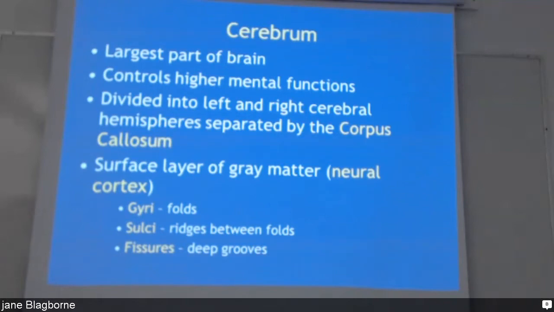It's divided into the right and left cerebral hemisphere, separated by the corpus callosum. The corpus callosum is just that fold in the middle, and you're looking at the top of it. It separates them into two pieces.